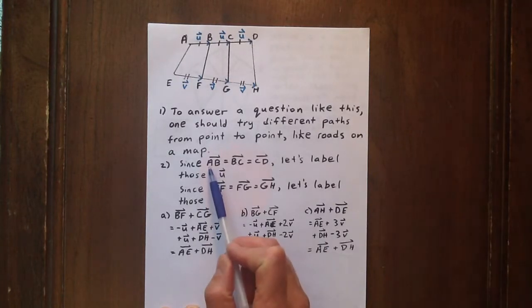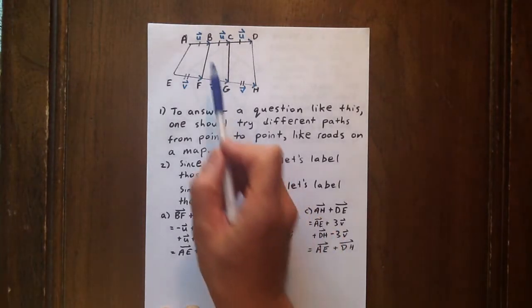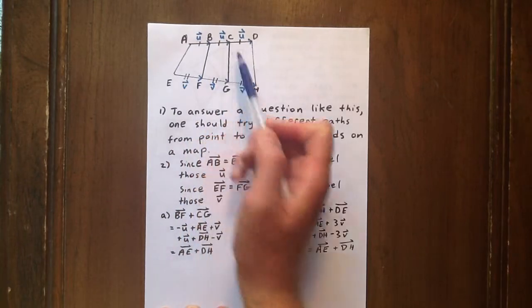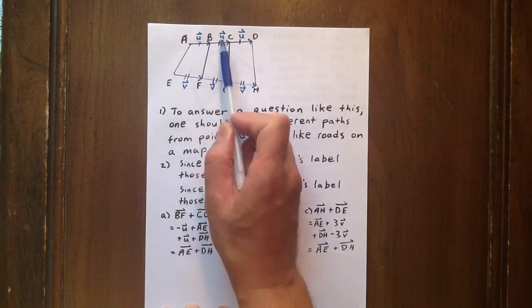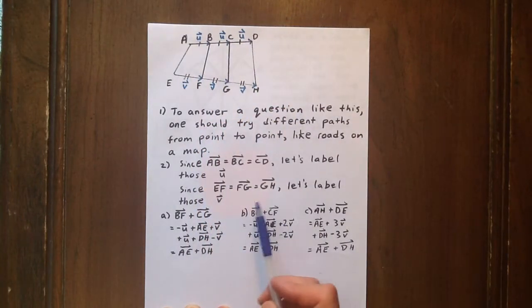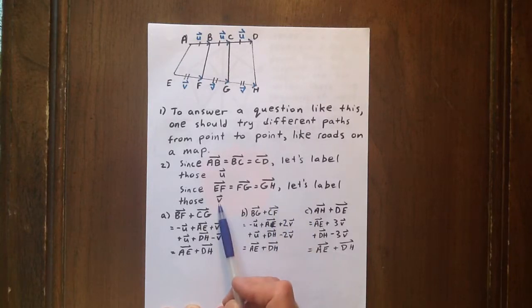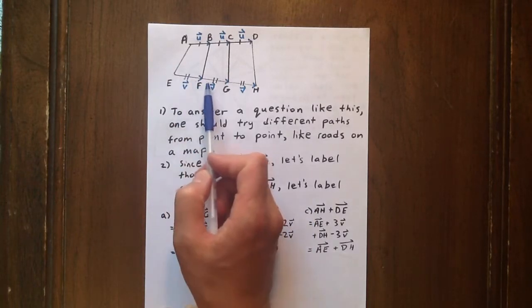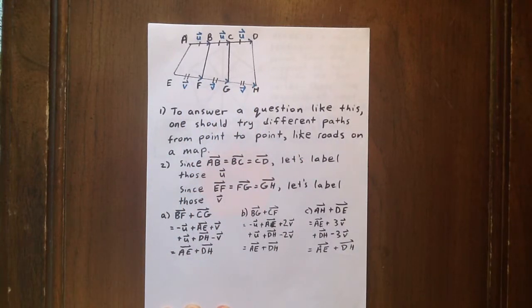Well, we see here that AB and BC and CD all equal each other. They're all the same length and they all head in the same direction. So we're going to refer to all of these vectors as the vector u. And similarly, along the bottom of our shape, we're going to label all of those vectors as v. These are all the same magnitude and they're all going in the same direction. And now we're trying to prove, first of all, that BF plus CG equals AE plus DH.